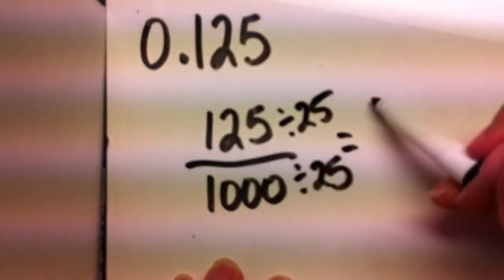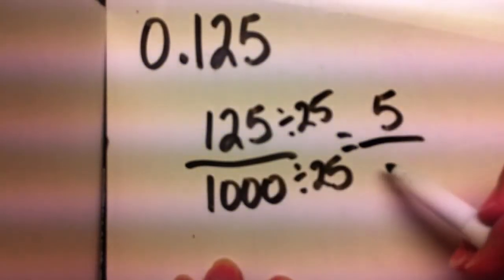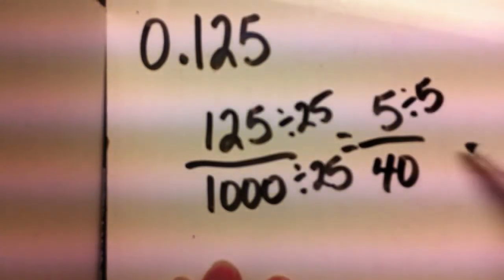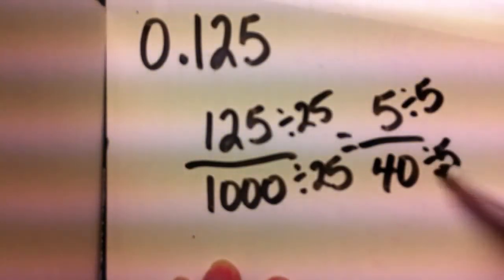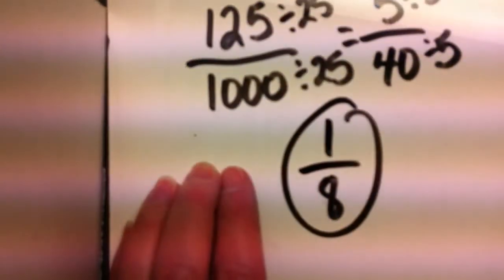So 125 divided by 25 is 5. 1,000 divided by 25 is 40. That can be simplified even more by 5. So I'm going to divide both by 5. This is going to give me 1/8. And that's my answer.